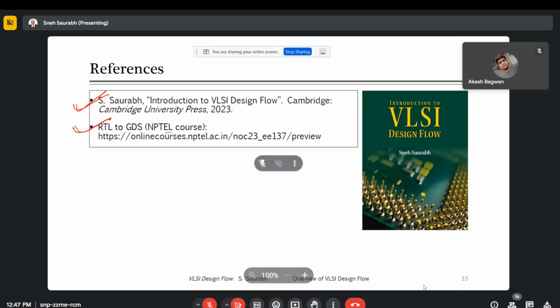Yes, sir. Good afternoon, sir. I want to know that in physical design planning, area optimization plays a vital role. How can we overcome it? Sorry, I couldn't get your question. Can you please repeat? Yes, sir. In floor planning, area optimization plays a vital role. How can we overcome it? Area optimization, I want to know.